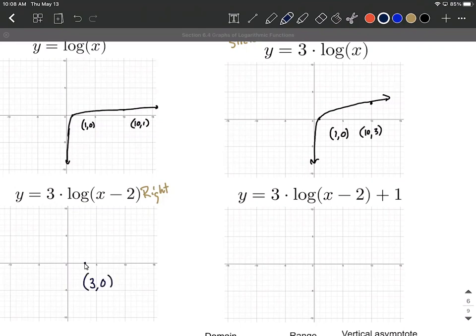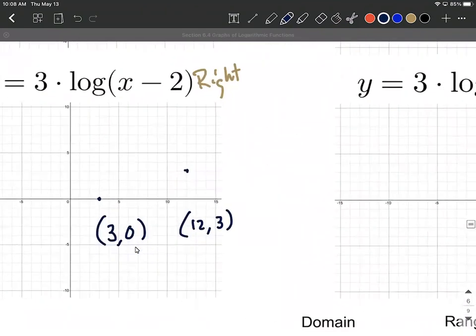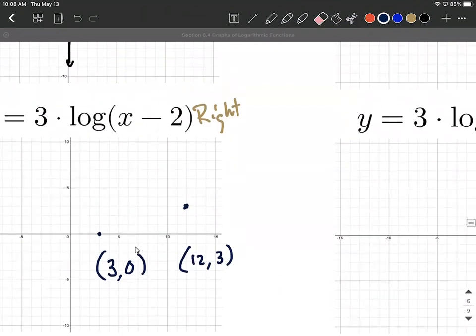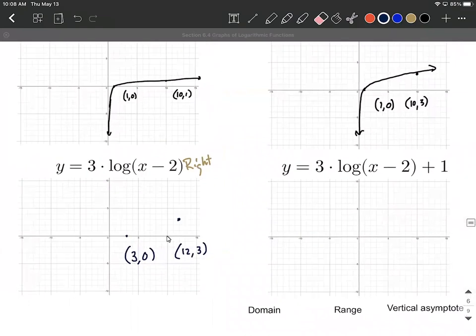And then we were at 10, 3. We're going to move to the right 2 units there, and that's going to be at 12, 3. All right, everything else just kind of comes along as far as our points go. We haven't moved it, sorry, let's get that corrected. We moved everything to the right 2 units. That should include our vertical asymptote. So let's be careful about that.